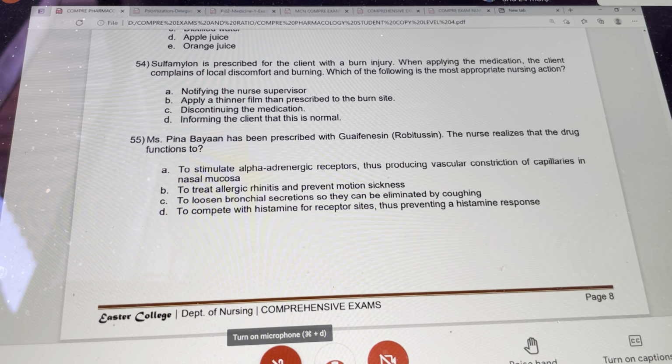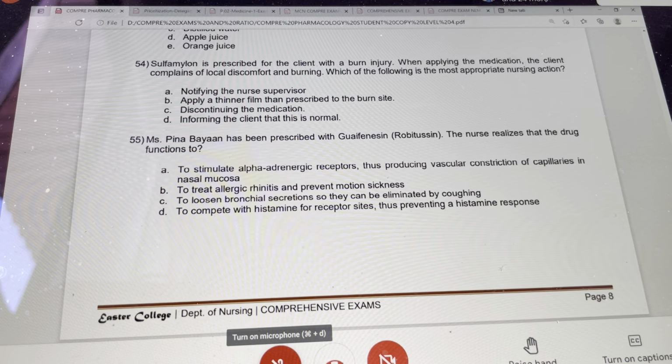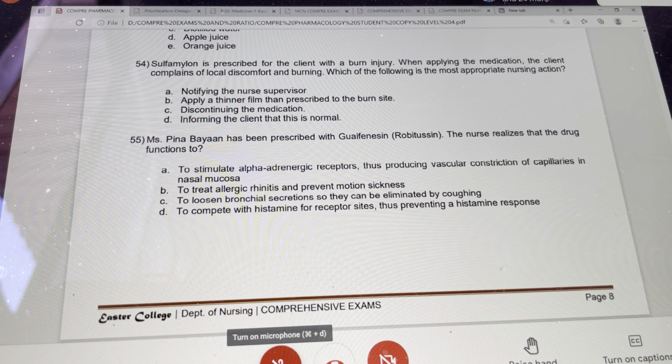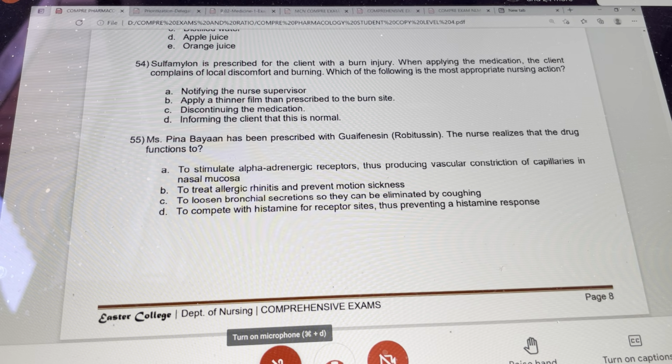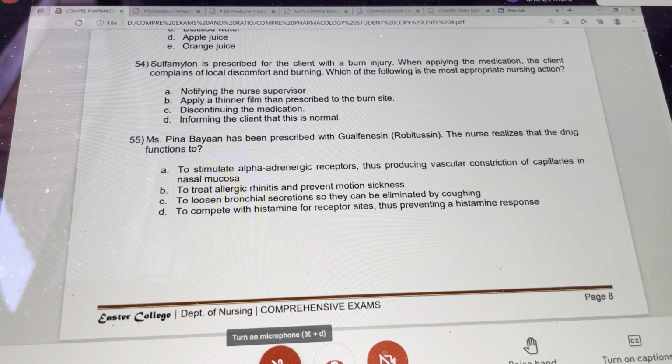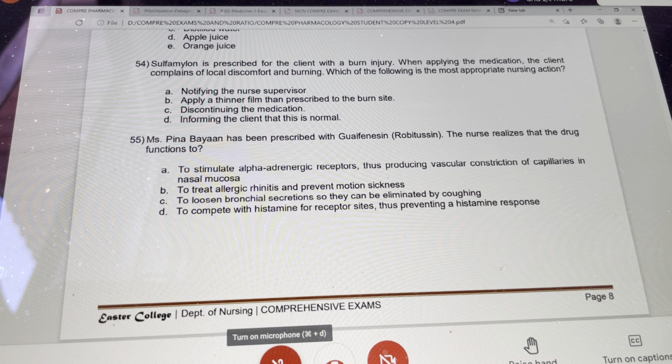So there is no need for you to go to your nurse supervisor and report that there is a little discomfort and warmth being felt in the area. Again, this is a normal side effect. So there is no need for you to panic.